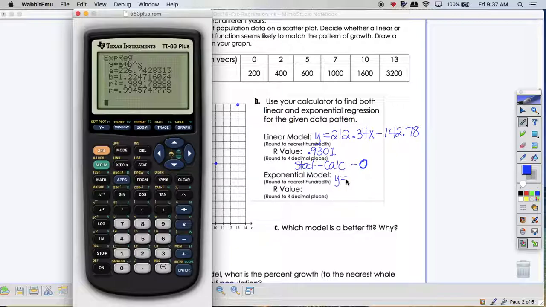So it's going to be y equals a is 226.74. B is 1.22 to the x power. Okay, so if it asks for a linear function, that's going to be in y equals mx plus b form. If it asks for an exponential function, it's going to be a times b to the x. And the R value is about 0.9946 if we round to 4 decimal places. That 7 would round that up to a 6.